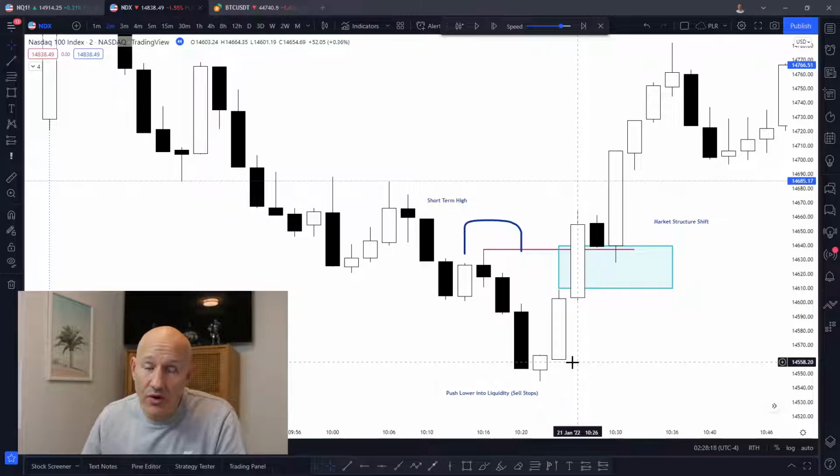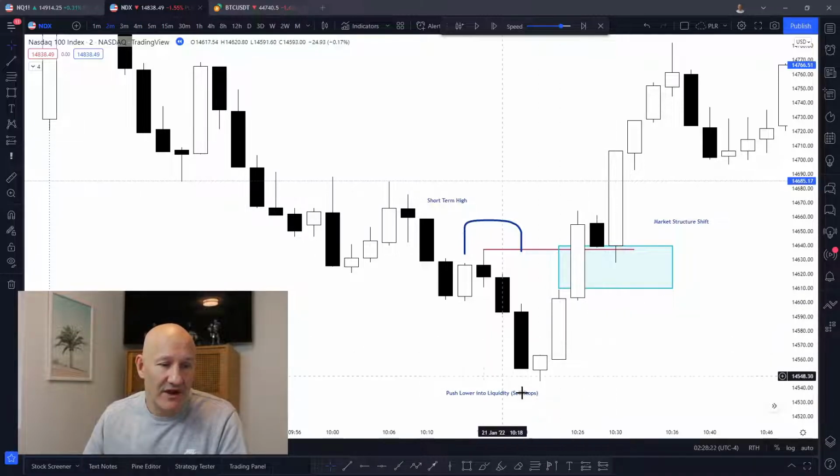One of the important points that comes out of ICT's video is that as we run into this lower low, or as we proceed down into this lower liquidity grab, before that we have this short-term high.